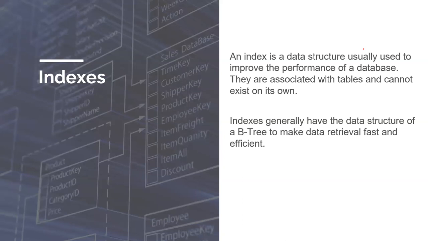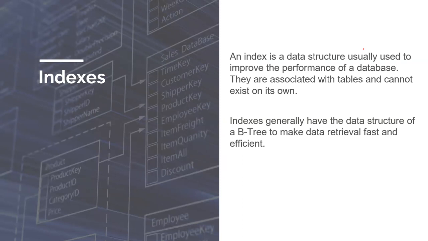Then indexes. Indexes are very, very important in database administration and the performance of a database. An index is a data structure usually used to improve the performance of a database. They are associated with tables and cannot exist on their own. Indexes generally have a data structure, or B-tree, to make retrieval fast.